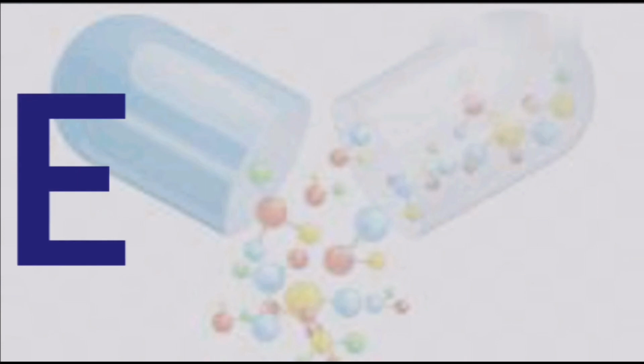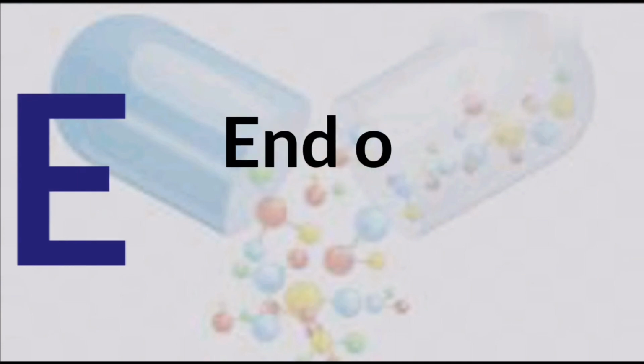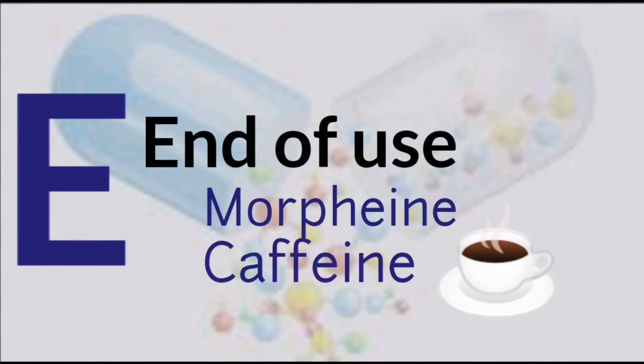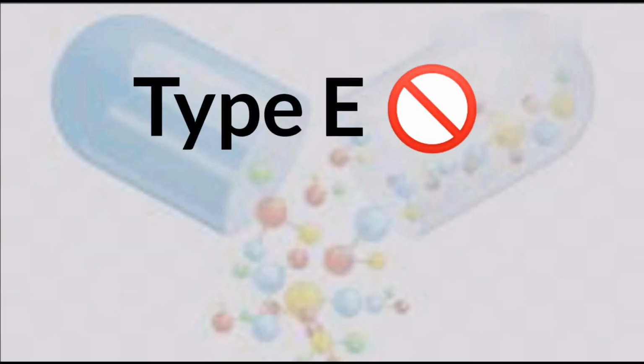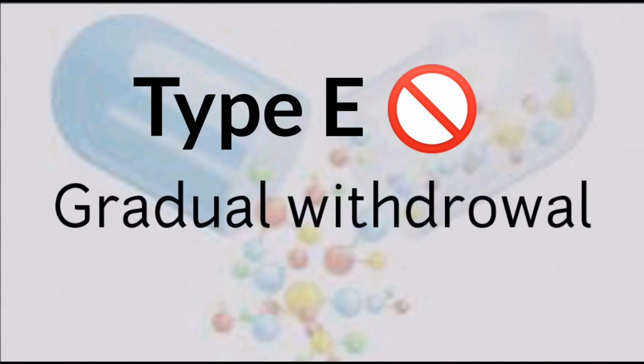Last type in that classification is type E adverse effects. That's connected to end of use, like morphine and caffeine. Morphine-addicted persons, when they suddenly stop taking their normal doses of morphine, feel intolerable, severe pain in all parts of their bodies. Also, caffeine sudden stop may cause persons to experience migraine attacks and severe headaches. To prevent type E end-of-use adverse effects, drugs that are known to induce type E effects must be gradually withdrawn from the body.